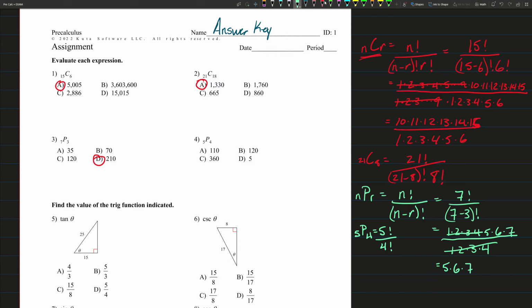And if you write it out like we did to the right, that's just going to be 5. Right, 5 factorial over 4 factorial. 1, 2, 3, and 4 factor up top and bottom. And then you're just left with 5 up top. So that's how you do those 4 problems.